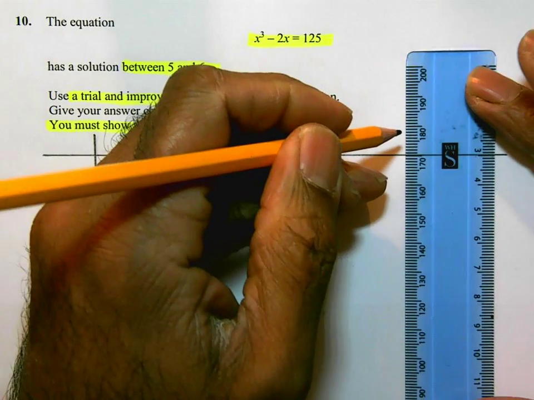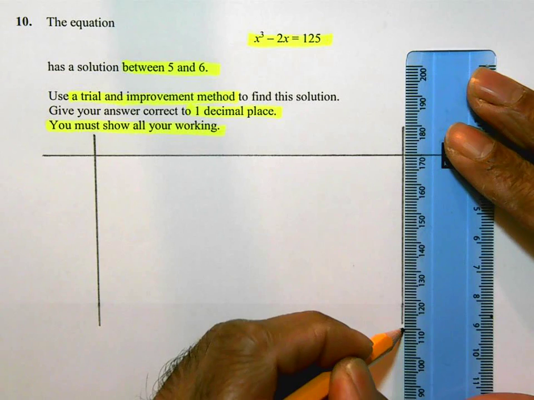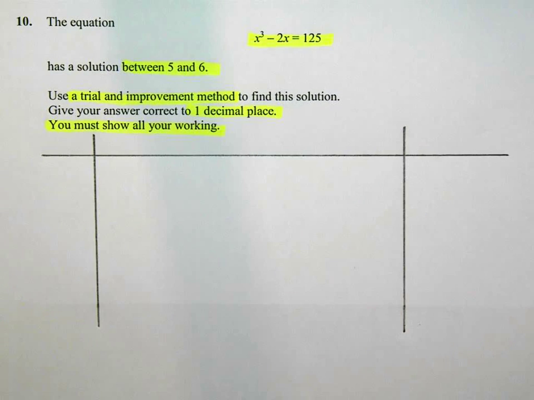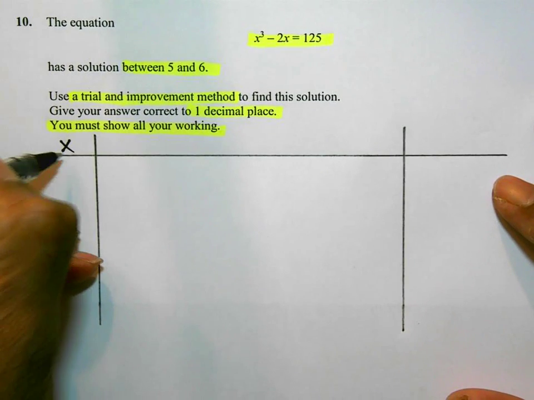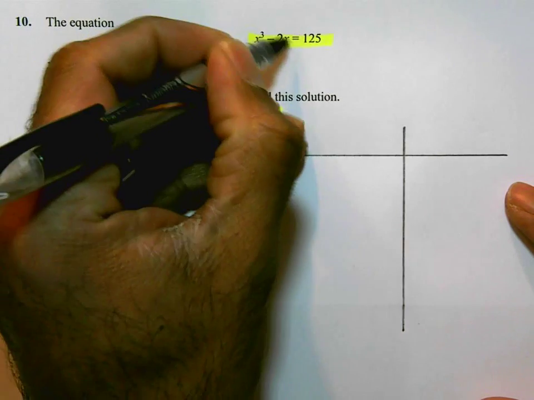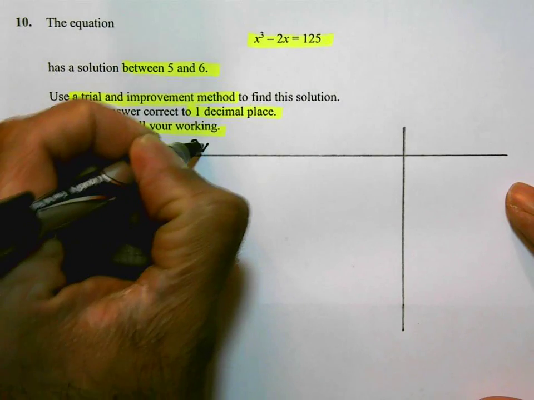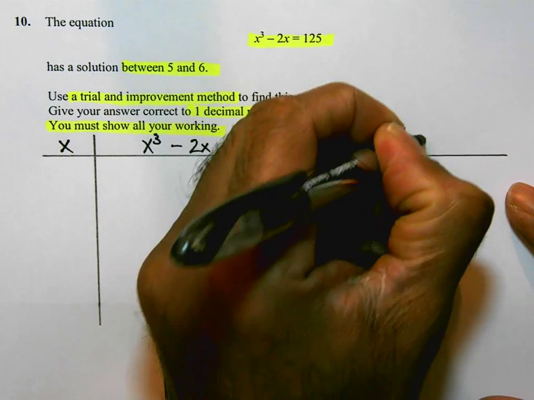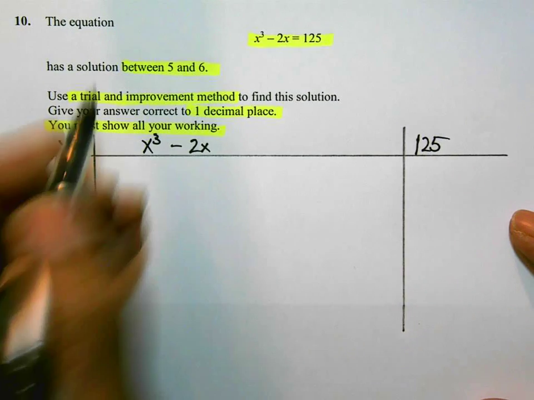So we're going to set up our table. We're going to make sure that the middle column has the most space. So I'm going to set up my table as I've shown there. And the first column is going to be for our x values, the ones that we try out. The second column is going to be the left-hand side of the equation, x cubed minus 2x. And the third column is our target number, 125.